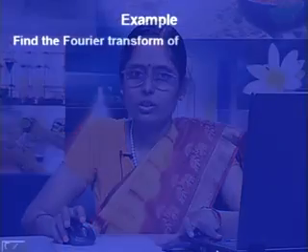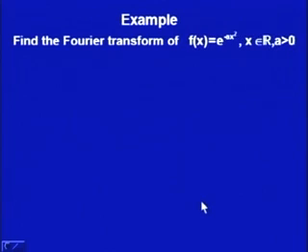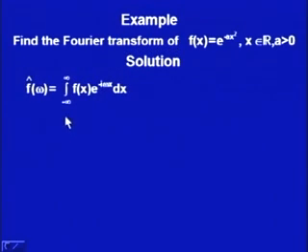Let us do one more example. Find the Fourier transform of the function e to the power minus a x square for x in the real line and a positive. F hat of omega, by definition, is the integral from minus infinity to plus infinity of f(x) e to the power minus i omega x dx.